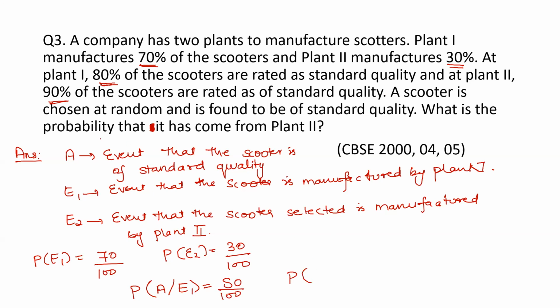Next, we will see P(A/E2). It is standard quality and manufactured by plant B, so it is equal to 90 by 100. Is it clear? Okay, great. So all of you have written all the values. Please do the calculation and share your answer.